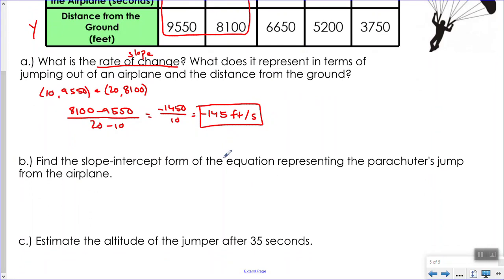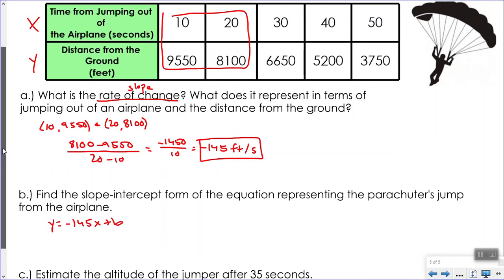Next, we want to find the slope-intercept form of the equation. So we know that we have y equals negative 145x plus b. And now we can substitute in any one of our points from the table to solve for b. So if we use the first entry, we would have 9,550.